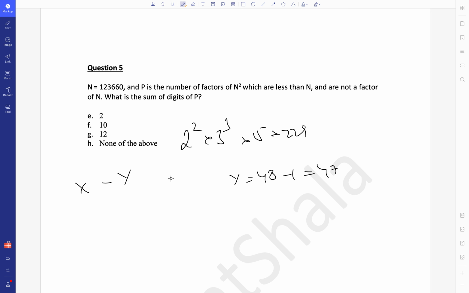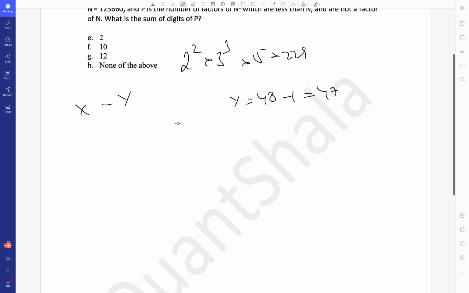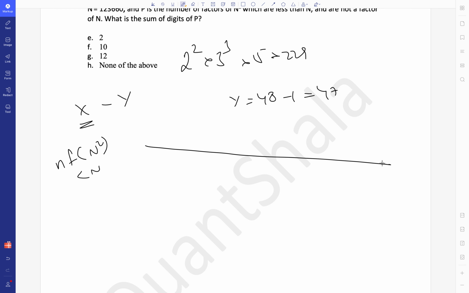The challenging job now is to calculate the value of x. Okay, what is x? I'll write that down again for you. Number of factors of n square which are less than n. Let's draw the number line again. Okay, you have 1 here, n square here, and n somewhere here. Okay, what are the factors of n square? Is 1 a factor of n square? Yes. How do you get n square? 1 multiplied by n square.